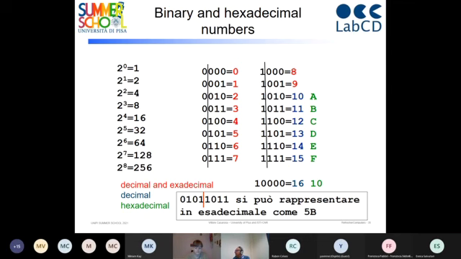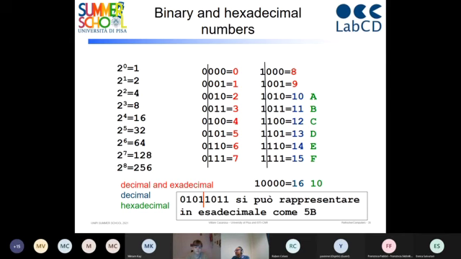Questions? I do not see any hand. Are you still surviving? Am I going too fast? But again, you have to grasp the meaning in which now we know and we understand how we can represent a number within the computer.